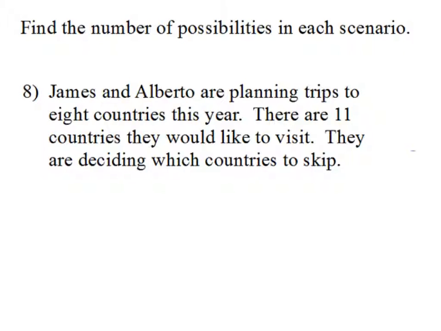Alright, this time we have James and Alberto planning trips to 8 countries this year. There are 11 countries they would like to visit. They are deciding which countries to skip. So in this case, there's 11 countries they would like to visit, but they can only visit 8. So that means when we're deciding to skip, we're deciding which 3 to skip. Now this would be a combination, and so we would do a combination from the set of 11. How could we figure out which 3 to skip? And again, that would be the same as an 11C8.